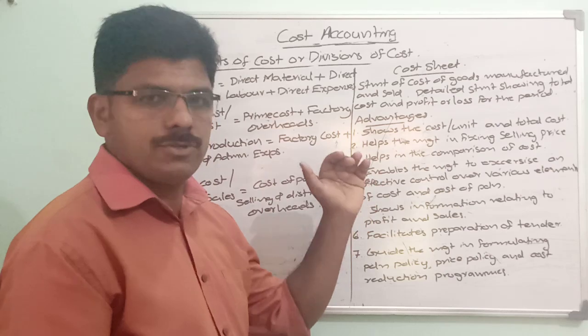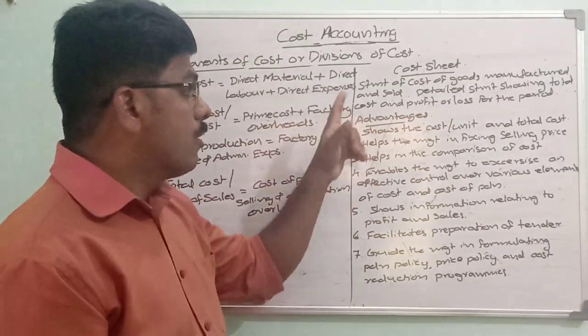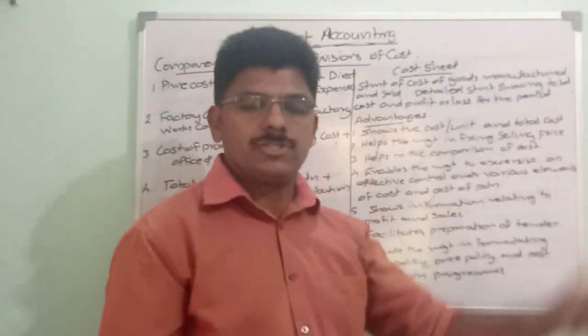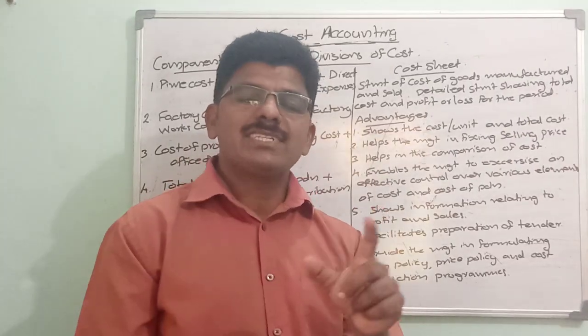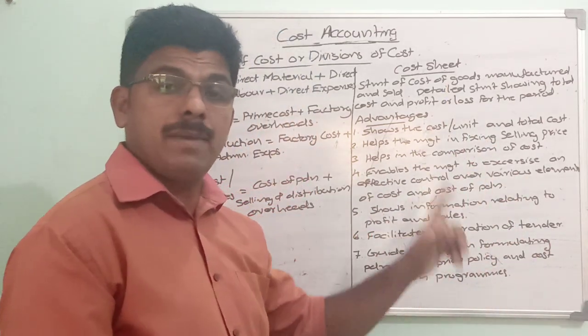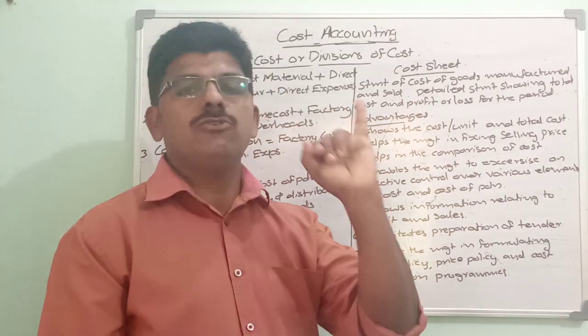Okay, let us see what are those information we are expecting from this cost sheet. Number 1, cost sheet shows the cost per unit and total cost. Cost per unit, that means cost of producing a single unit of output.